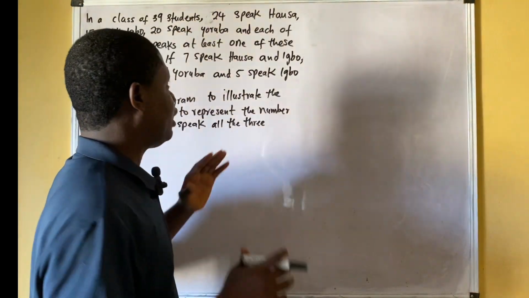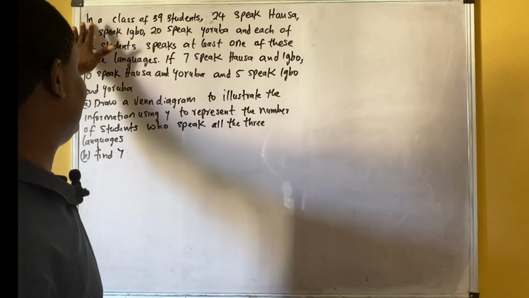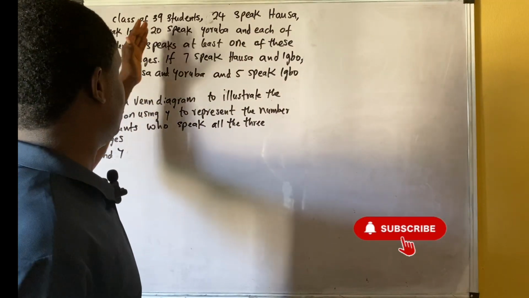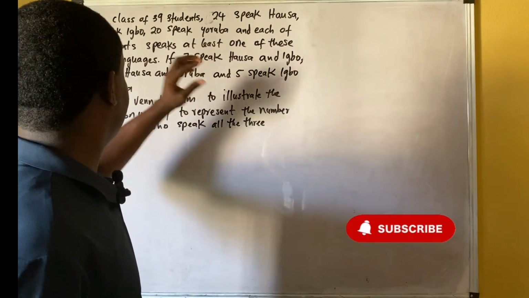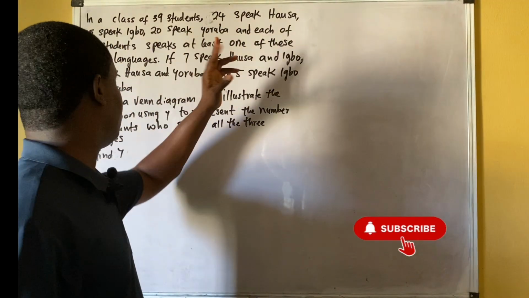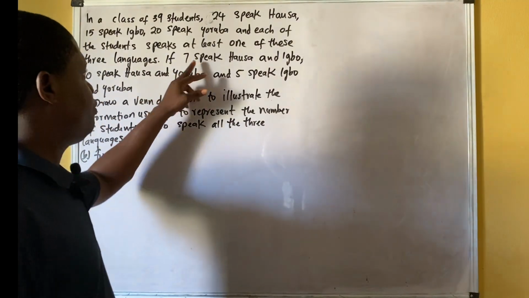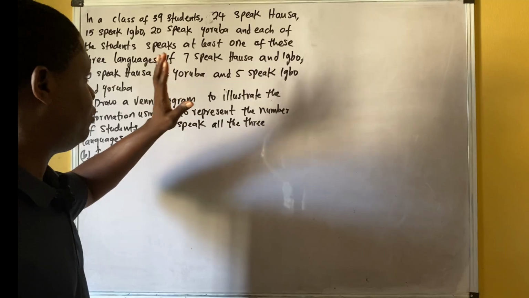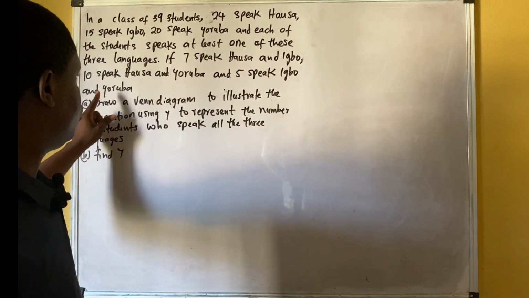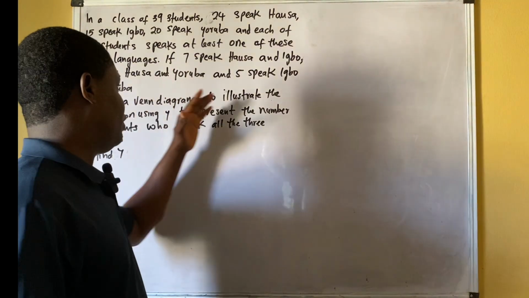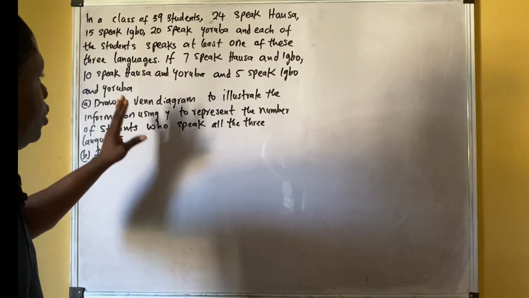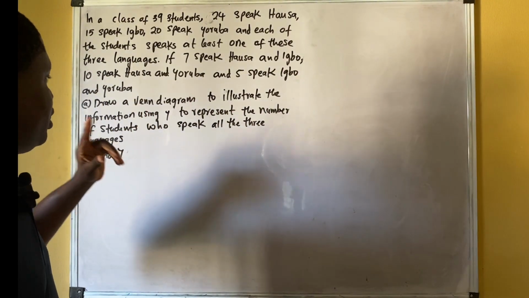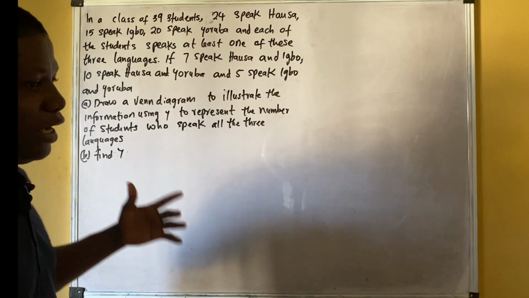Taking an example under Venn diagram. So we have it that in a class of 39 students, 24 speak Hausa, 15 speak Igbo, 20 speak Yoruba, and each of the students speak at least one of these three languages. If 7 speak Hausa and Igbo, 10 speak Hausa and Yoruba, and 5 speak Igbo and Yoruba, it said, A, draw a Venn diagram to illustrate the information using Y to represent the number of students who speak all the three languages. B says find Y.